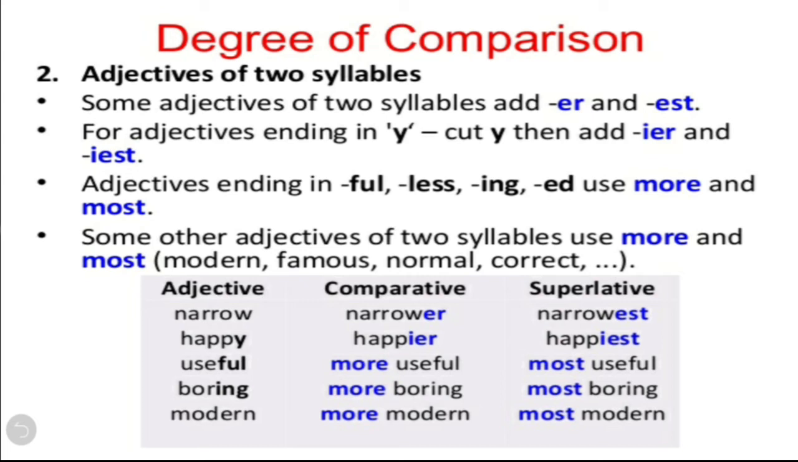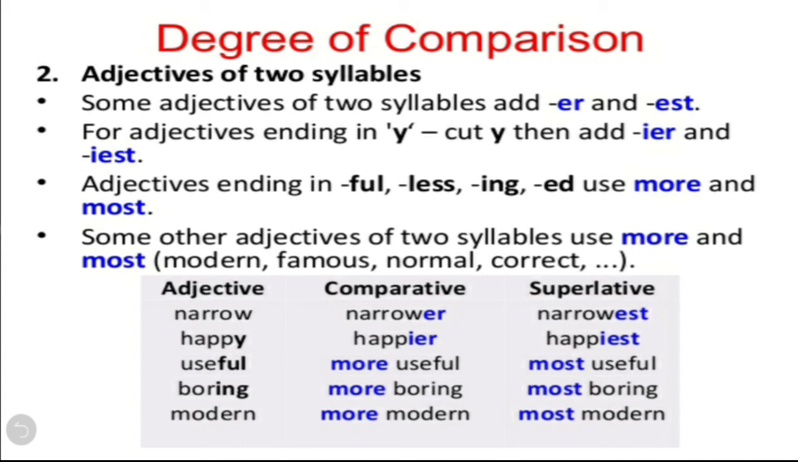For adjectives ending in Y, cut Y and then add IER and IEST. Adjectives ending in FUL, LESS, ING, ED, they use more and most. Some other adjectives of two syllables, they use more and most, like modern, famous, normal, correct, etc.